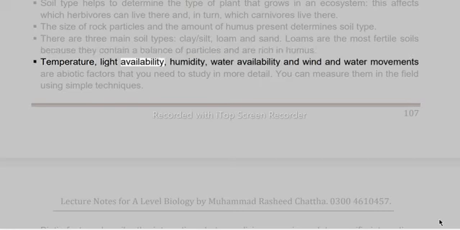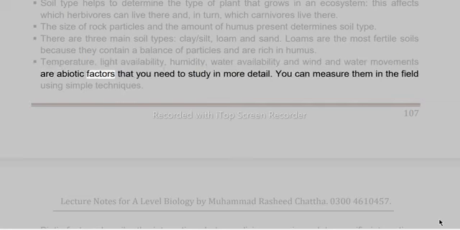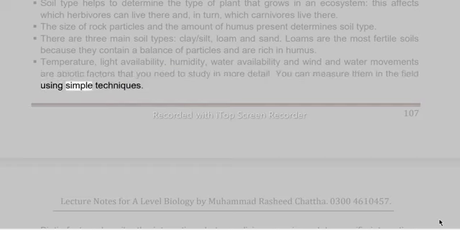Temperature, light availability, humidity, water availability, and wind and water movement are abiotic factors that you need to study in more detail. You can measure them in the field using simple techniques.